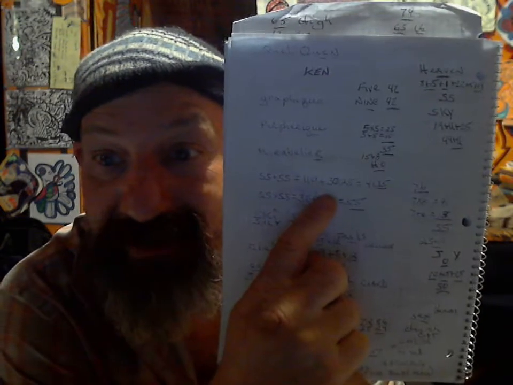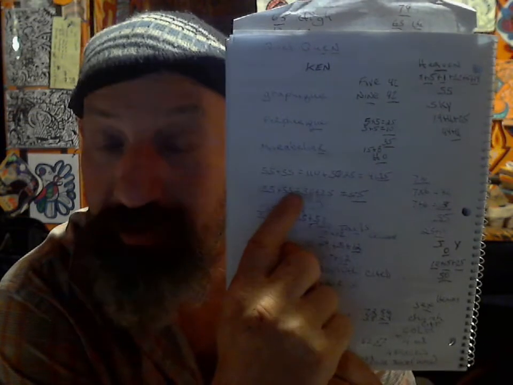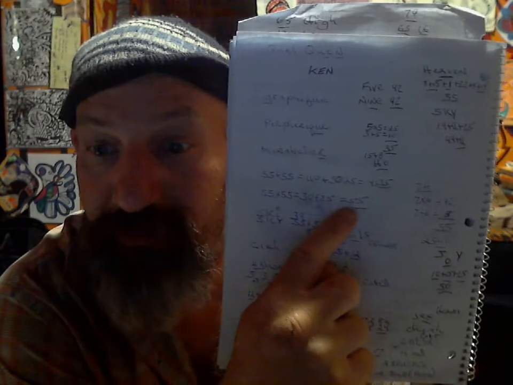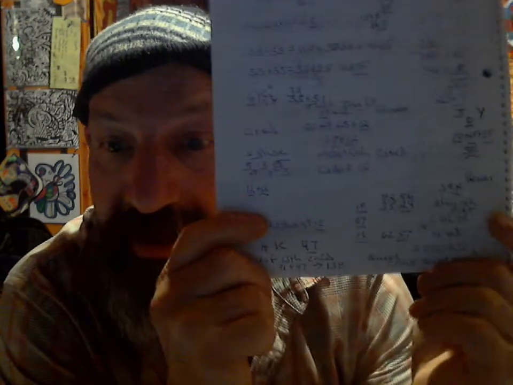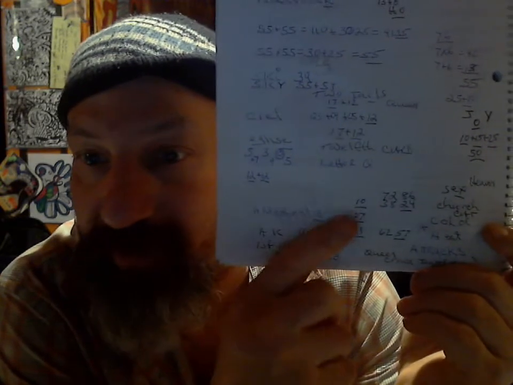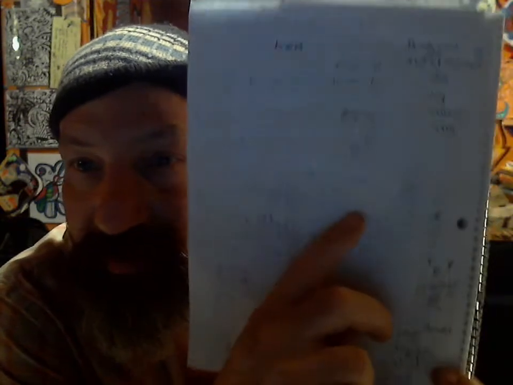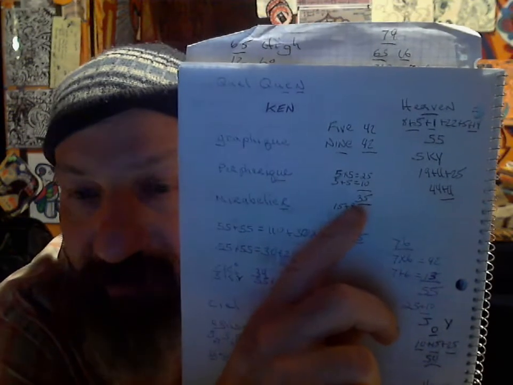76 times 76 is 57. 76, which is the Hebrew New Year this year. 5 times 5 is 25. 5 plus 5 is 10, equals the number 35. I'm not sure if I have it on here. Let me take another look. Do I have that on here? 5 times, yes, I have it right over here.